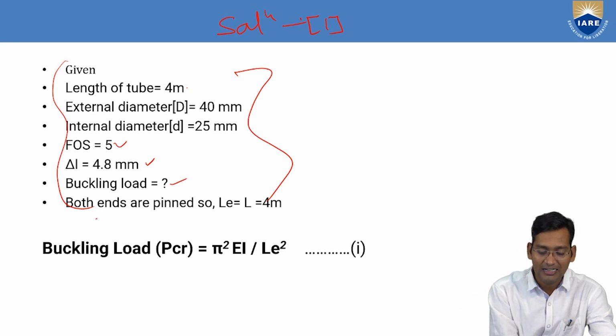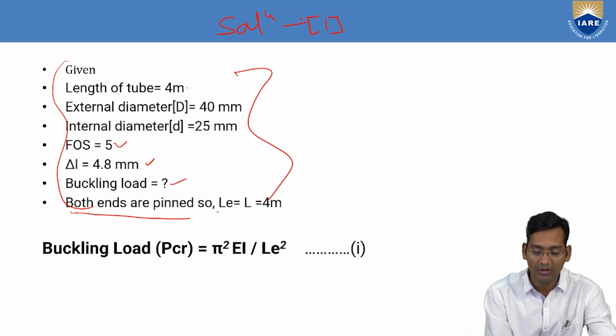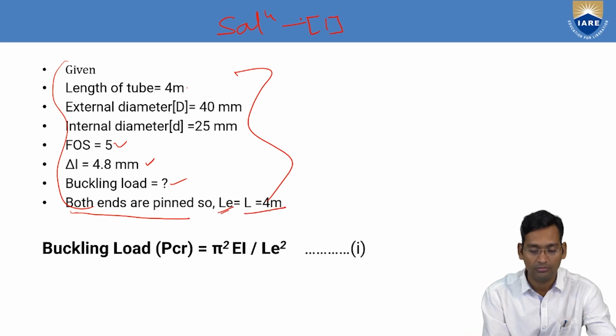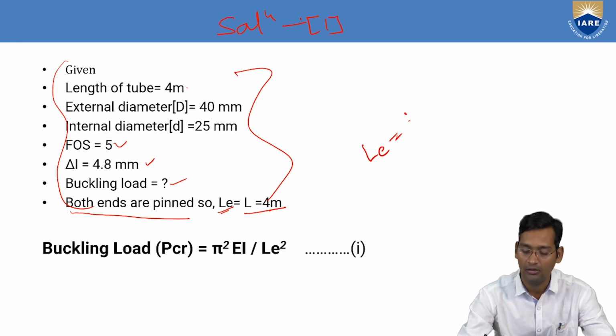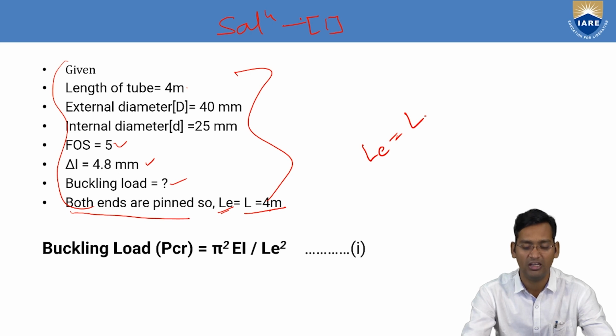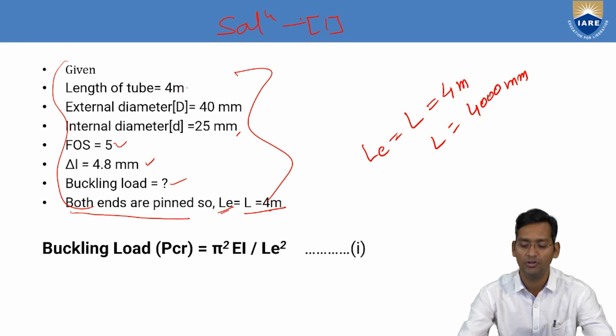Okay, so our condition is both ends are pinned, right? So in that case what happened? LE will be equals to L. In both ends pinned, LE is equals to L. So equivalent length is the same as the length given. And how much length is given? That is 4 meter, right? So now if we are taking all the other things in mm, so this L is equals to 4000 mm.